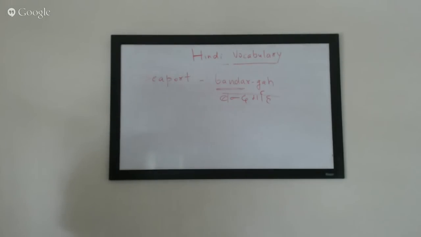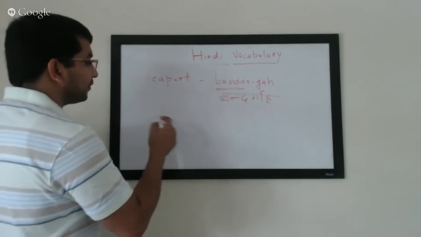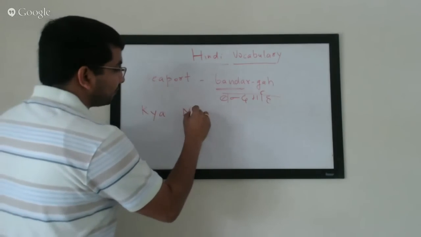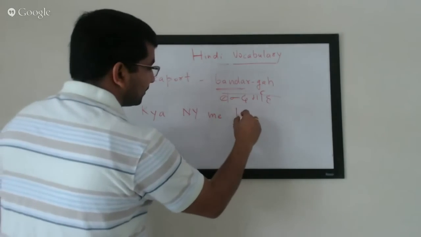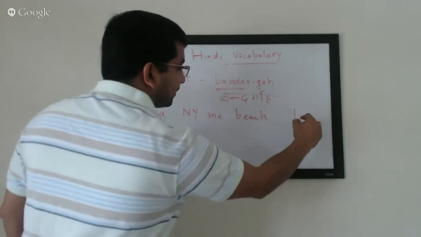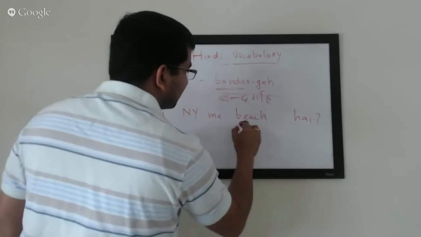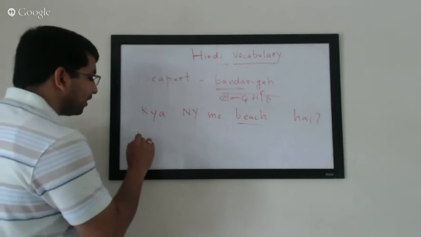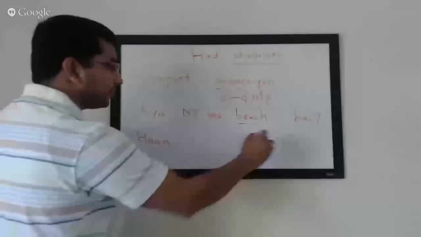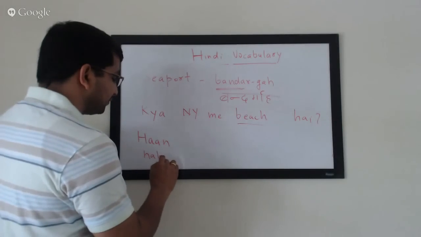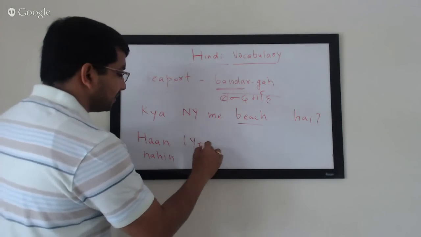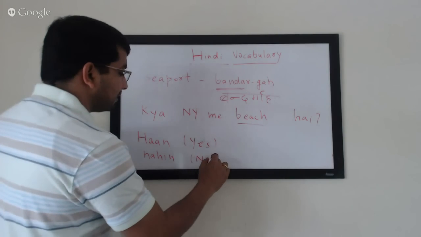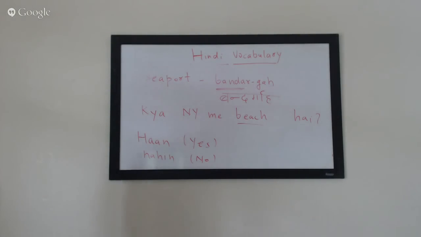If somebody asks you a question like this about your city, let's say they want to ask क्या न्यूयॉर्क में बीच है? So that's one way of asking the question where they're using the English word. क्या न्यूयॉर्क में बीच है? You can respond with हाँ or नहीं. हाँ न्यूयॉर्क में बीच है, or नहीं, so this is yes and this is no. न्यूयॉर्क में बीच नहीं है.